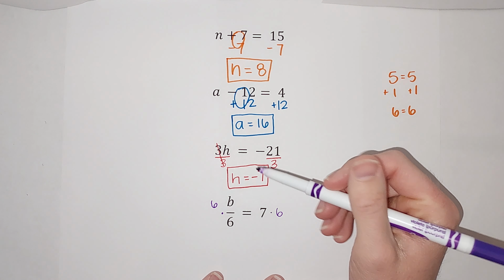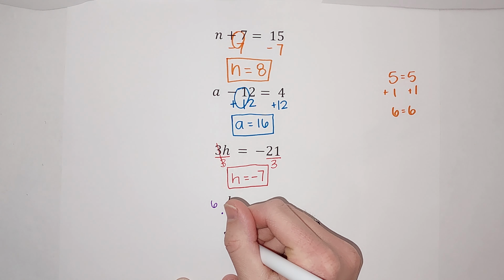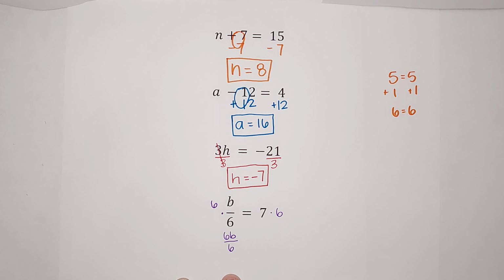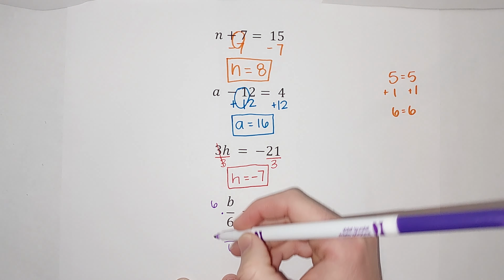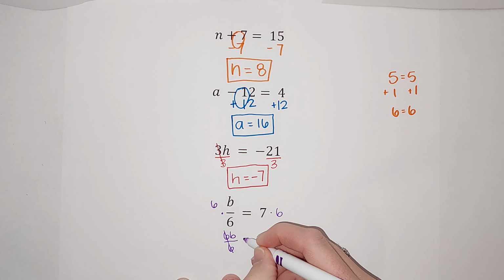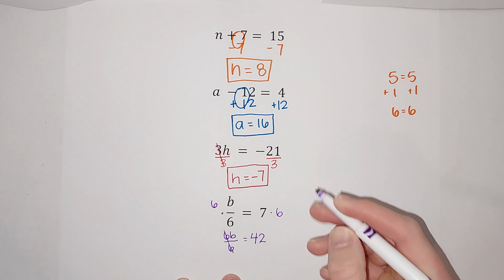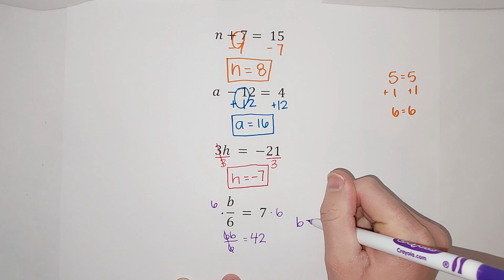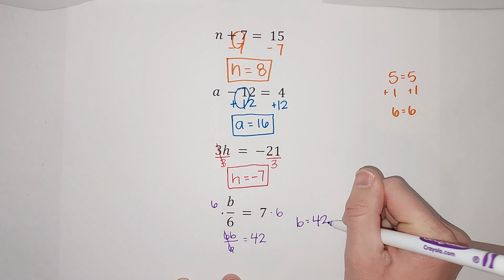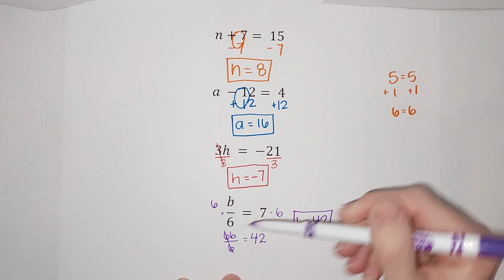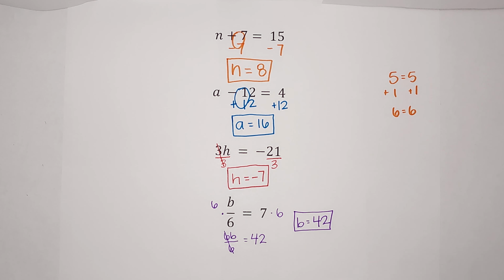Okay. So I could write this now that it's like 6b over 6, right? And so those cancel just like up here. Those cancel. 7 times 6 gives me 42. So I'm left with b equals 42. Now, is 42 divided by 6 equal to 7? Yes, it is.